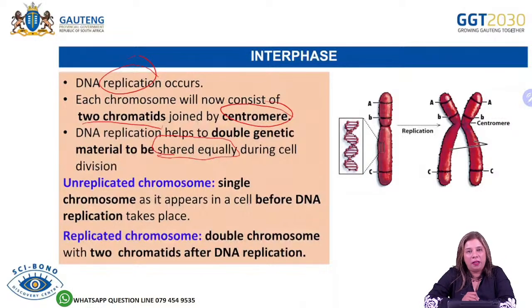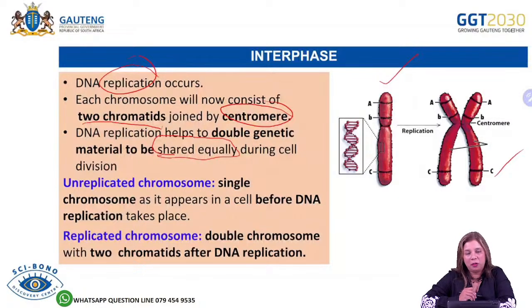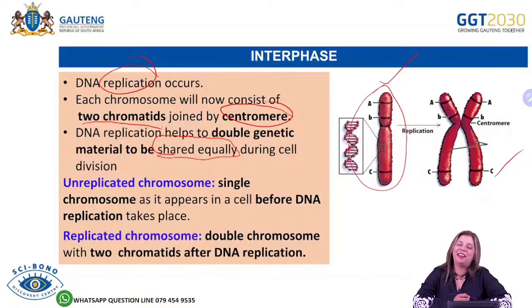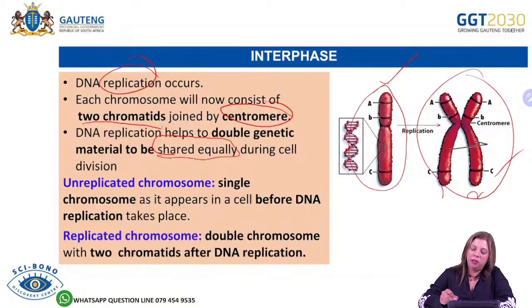So two terms that are very important that you can see on your screen are an unreplicated chromosome and a replicated chromosome. It's so simple. You just need to look at the diagram to know that the unreplicated chromosome would be the chromosome that is present before DNA replication, because there's just one chromatid there. You have a single chromosome. And then you have the replicated chromosome, which is a double chromosome, 1, 2, where two chromatids occur after DNA replication. So that is the difference between the two.